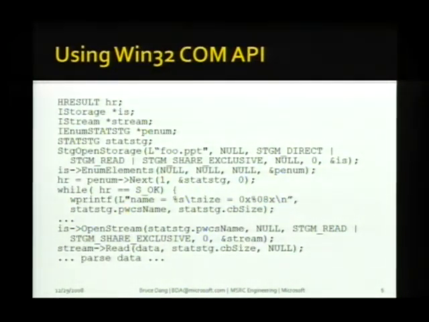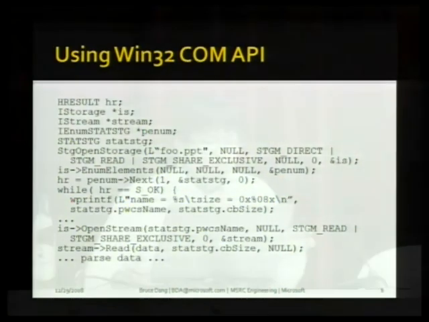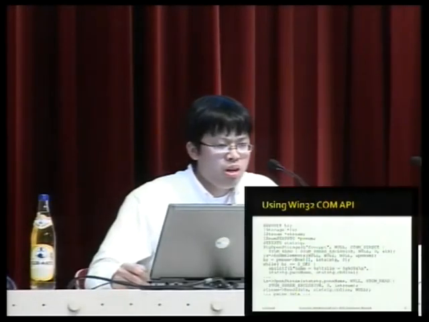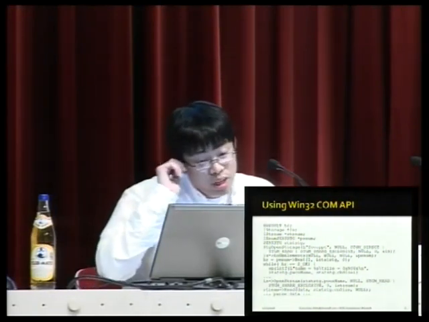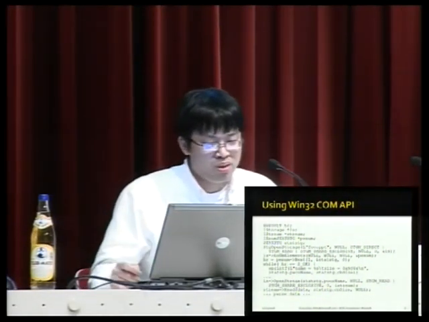Basically, all you do is call a function like StgOpenStorage and pass a file name. Then you tell it what mode you want to read it in, like read, write, and so on. Then you enumerate all the storages and streams, go through them, and read them. This is very similar to Unix, where you have open, read, and so on. It's the same thing, except it's in Windows.